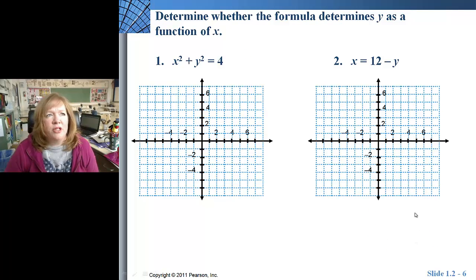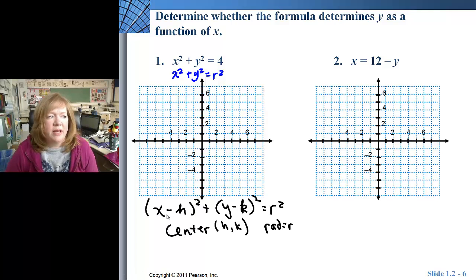Determine whether the formula determines y as a function of x. If you recall, x squared plus y squared equals 4 is the equation of a circle. x squared plus y squared equals r squared. The standard form of the equation of a circle is (x minus h) squared plus (y minus k) squared equals r squared, and your center is (h, k). Since we have no numbers grouped with the x's and y's, we know that our center is (0, 0), and our radius is r. The formula says r squared. Since this is a 4, r squared equals 4, so the radius is going to be 2.